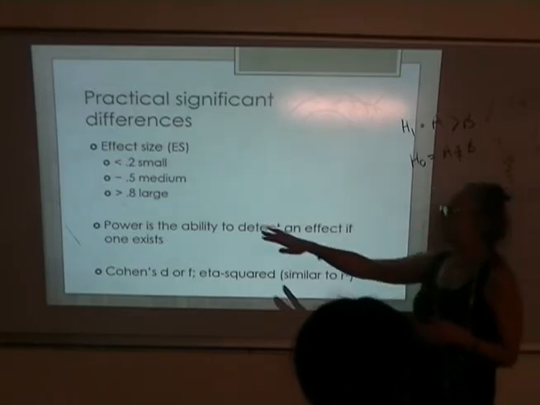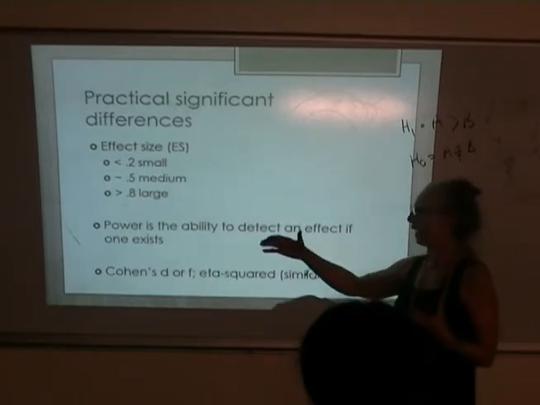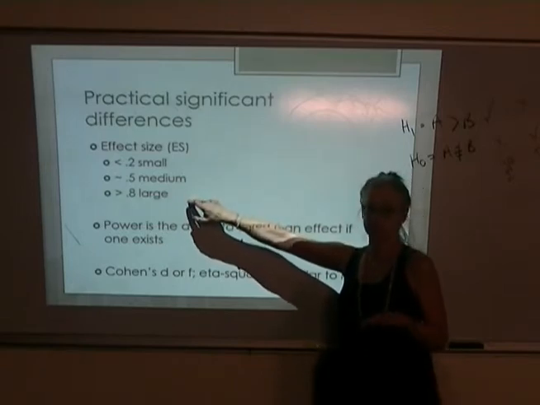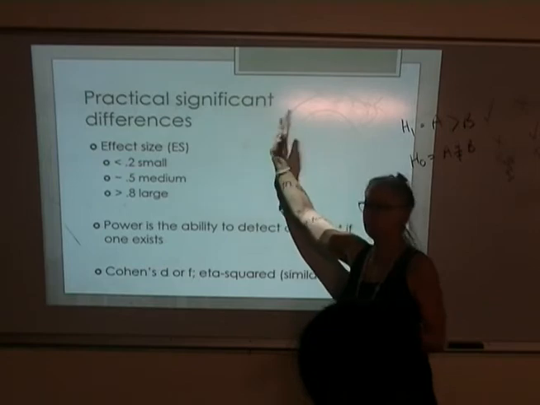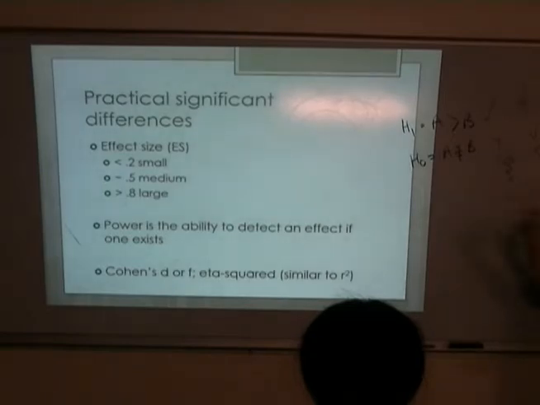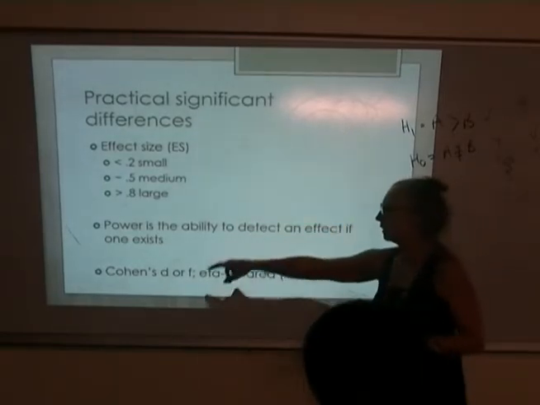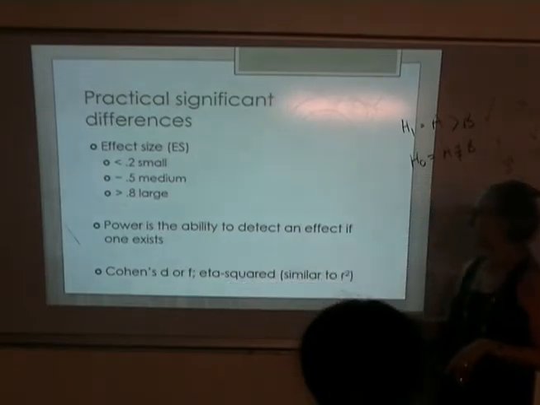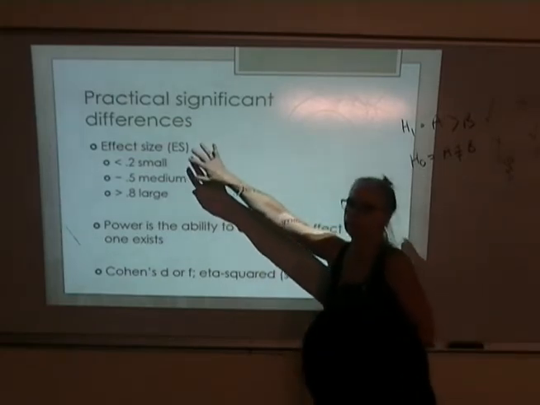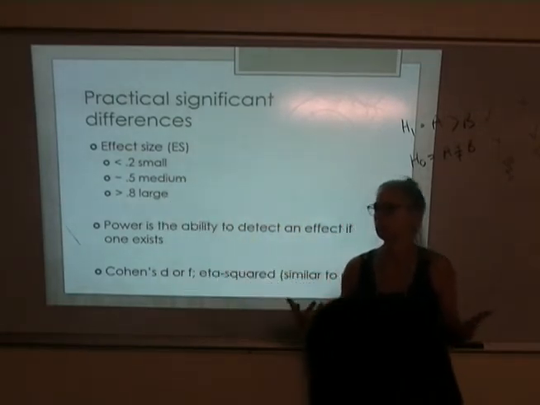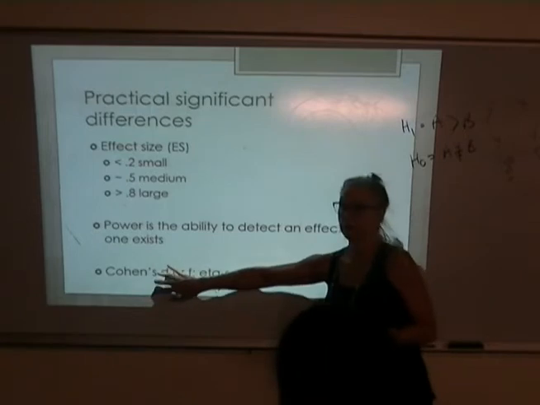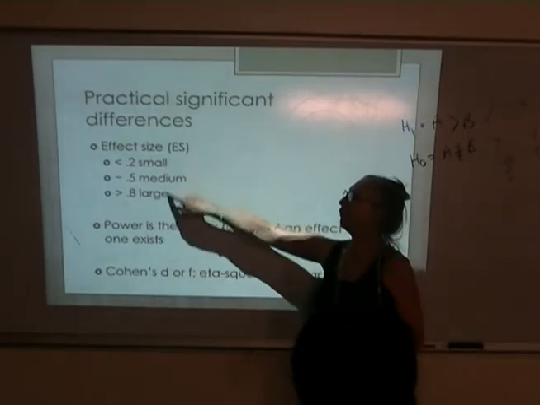So again, power becomes important, because the more power I have, the better able I am to find an effect size if one exists. It might not exist, it might just be practically useless, right? Other terms you might see that are effect sizes are Cohen's D or F, eta squared, R squared. So if you see that language, you know you're looking at something that means effect sizes. Right? Again, you don't have to know the language. It's just, if you see that, you know it means this.